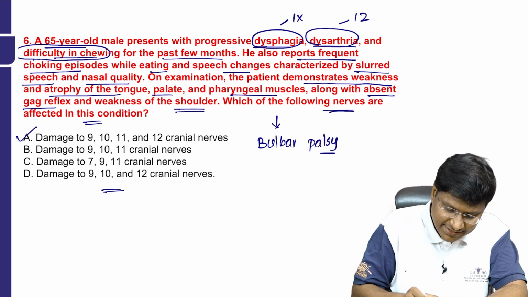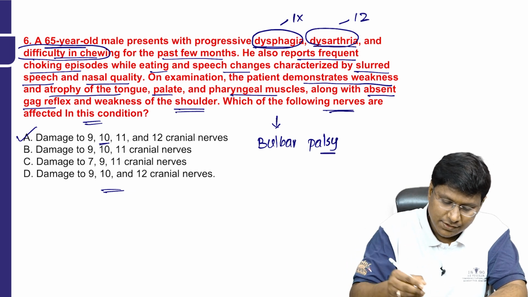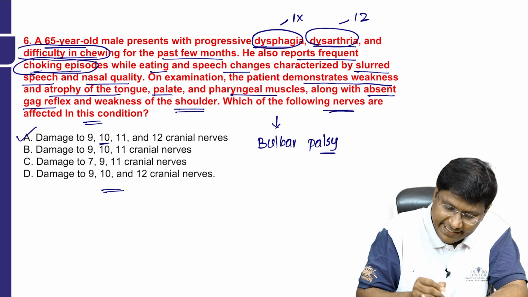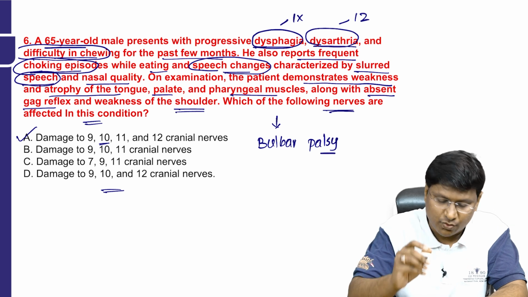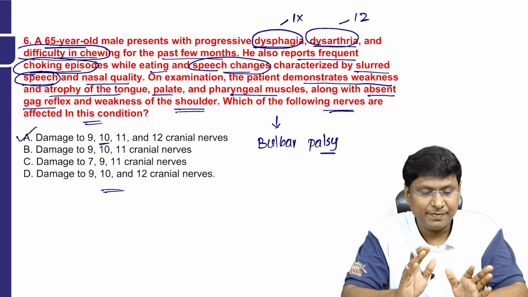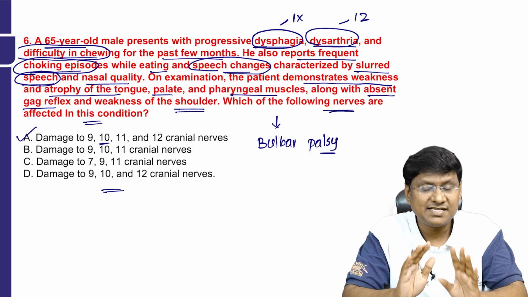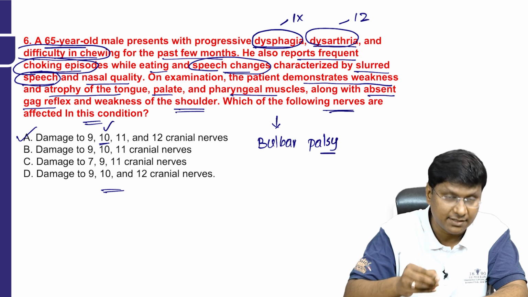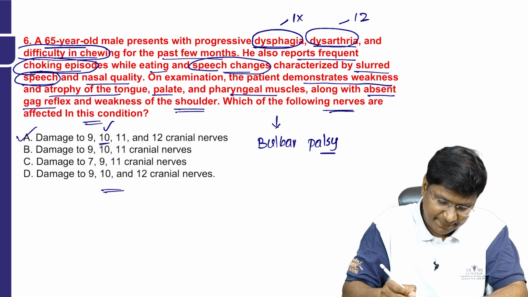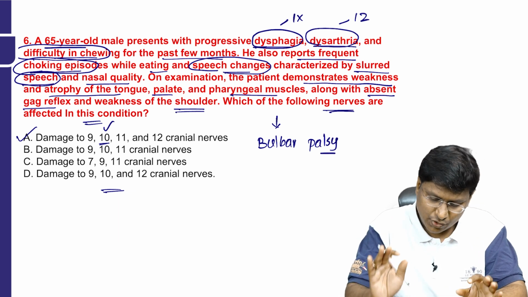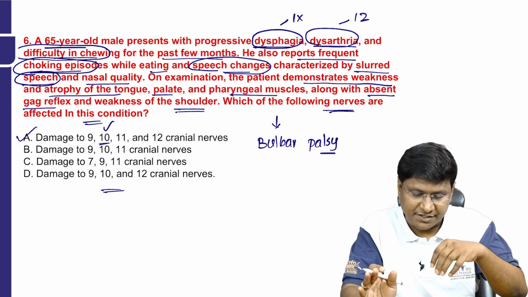Whereas, what are the points suggestive of involvement of cranial nerve 10? There are choking episodes while eating, speech changes, slurred speech and nasal quality, and there is also dysphagia. So the presence of dysphagia, slurred speech, and choking is suggestive of involvement of the 10th cranial nerve. So 9, 10 and 12 are affected as of now in the clinical picture which is being given.